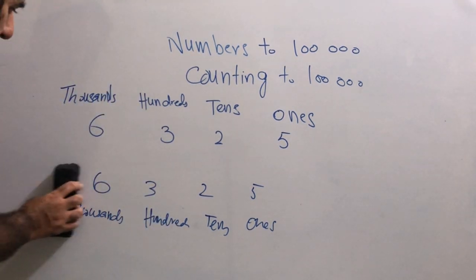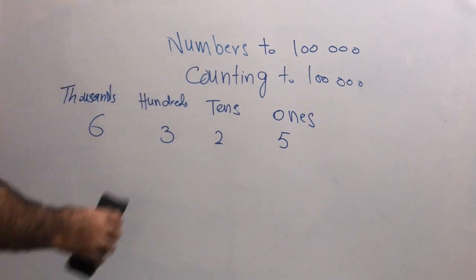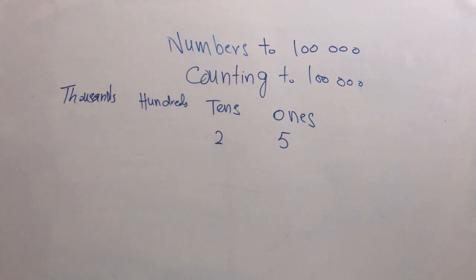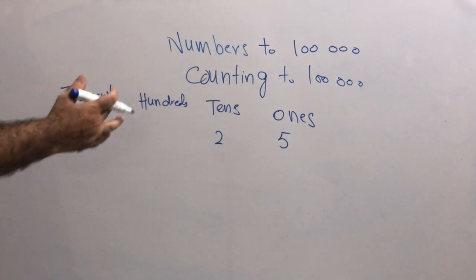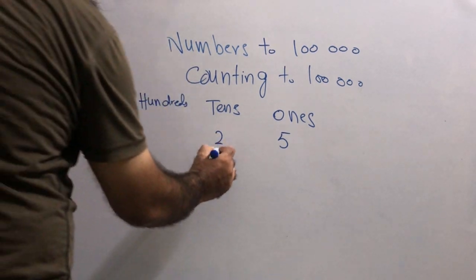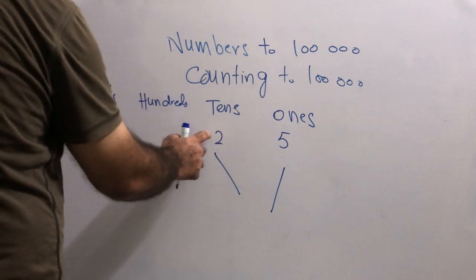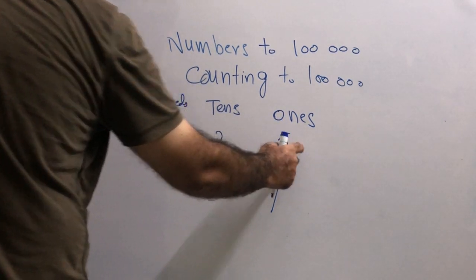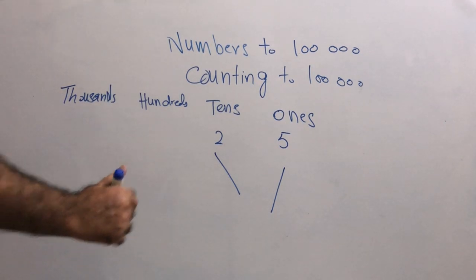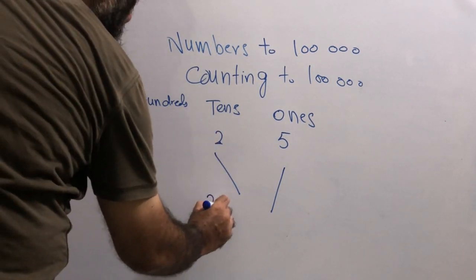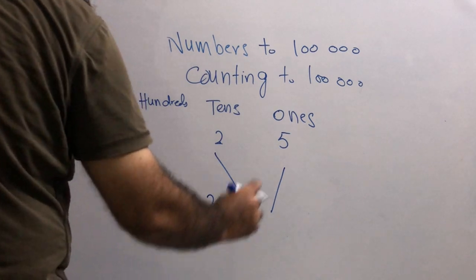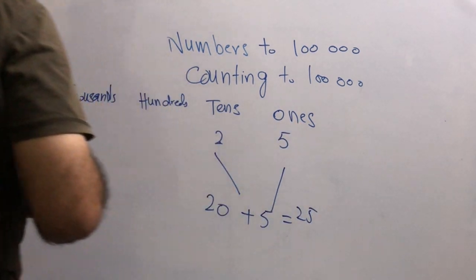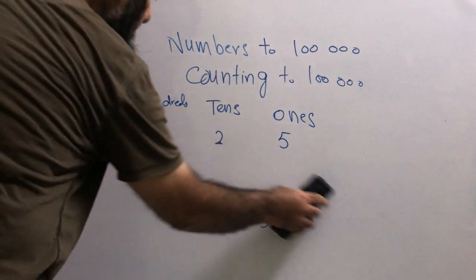Here we need to know one thing. If it is only 25, we can split it into two parts. The 2 is 20, and if we put plus, here we have 5. It becomes 20 plus 5, 25. This is one way.